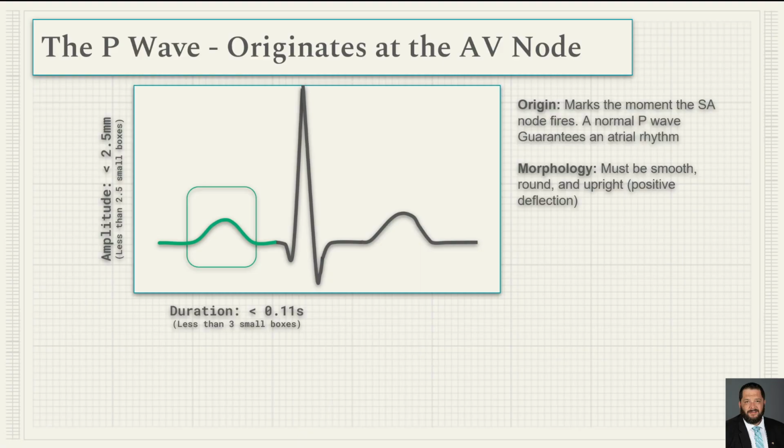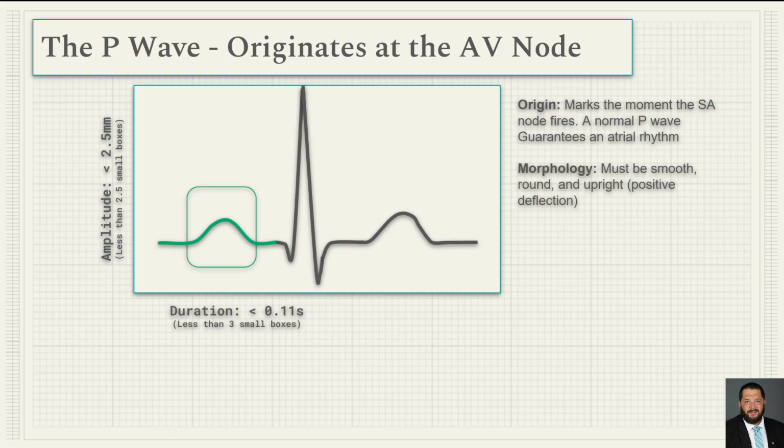The morphology, when we say the word morphology, we're talking about the shape, the presentation of the shape of a P wave. The morphology should be smooth, round, and upright. And what I mean by upright is a positive deflection from the isoelectric line.